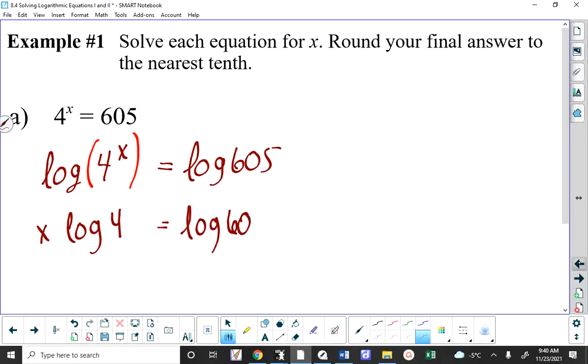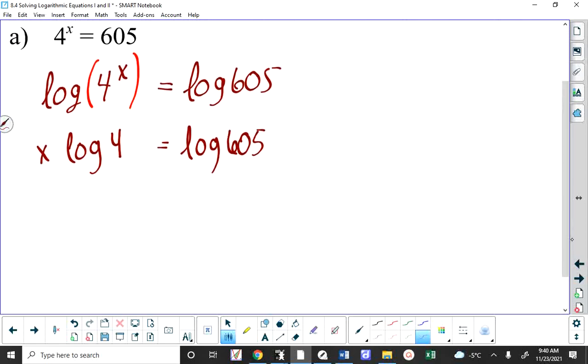Now, I do want to point something out to you here. A couple of things. This log 4 is just a number. And this is just a number too. It's a different number, so I'll put 2 hashtags there. But those things are just numbers.